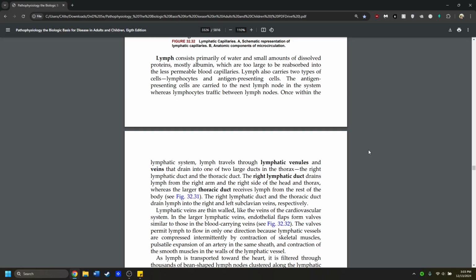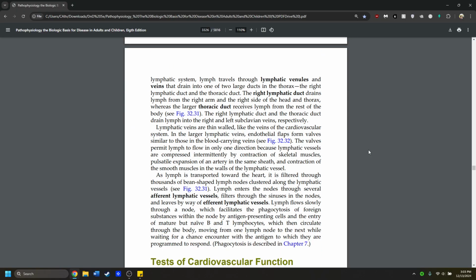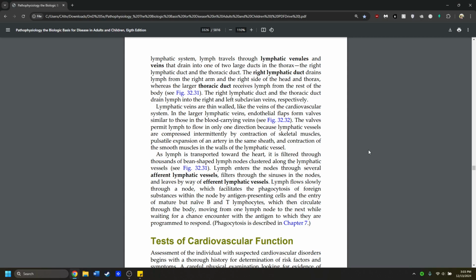The antigen-presenting cells are carried to the next lymph node in the system, where lymphocytes traffic between lymph nodes. Once within the lymphatic system, lymph travels through the lymphatic venules and veins that drain into one of the 2 large ducts in the thorax, the right lymphatic duct and the thoracic duct.